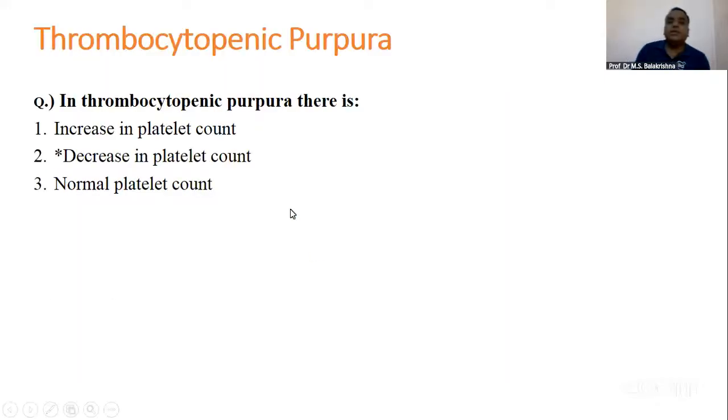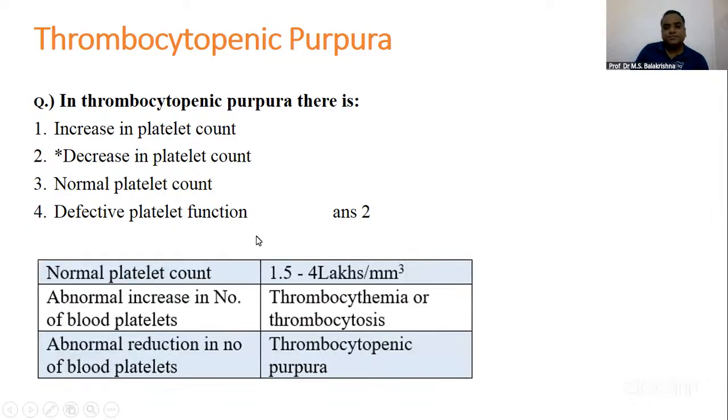So very important term, thrombocytopenic purpura. So what happens here? Thrombocytopenic purpura is increase in platelet, decrease in platelet, normal platelet. So the name itself is telling thrombocytopenic. Penic means it's less. So it is decrease in platelet count. Normal count 1.5 to 4 lakhs. Abnormal increase in number of blood platelets is called thrombocythemia, and then abnormal reduction is thrombocytopenia. Both are different. One is increase, another one is decrease.